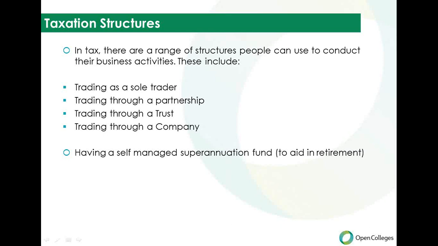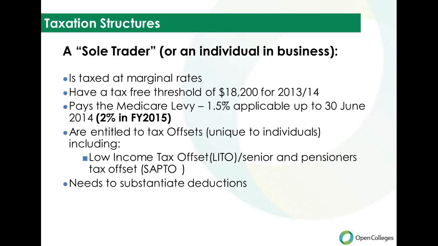The sole trader gets taxed at marginal rates, has a tax-free threshold of $18,200 for 13/14, and pays the Medicare levy of 1.5%, which was applicable up to 30 June 2014, but has now gone up to 2% in the 2015 year. They are entitled to tax offsets unique to individuals, including things like the low income tax offset, LITO, and the senior and pensioners tax offset, which is known as SAPTO. And then finally, they need to substantiate deductions.